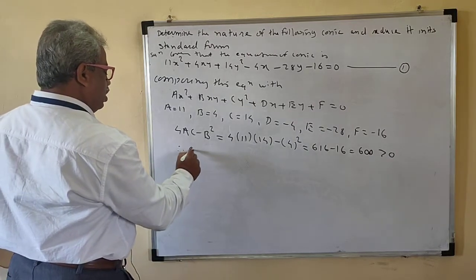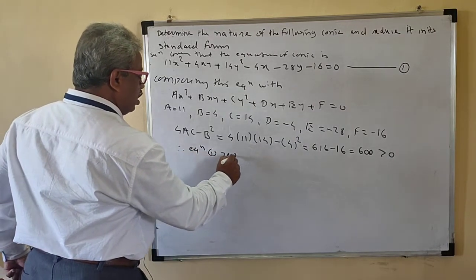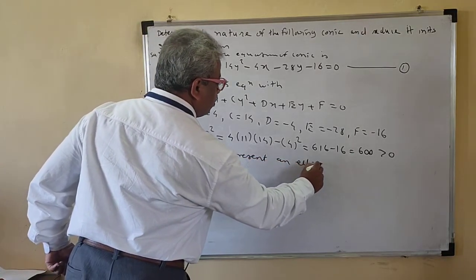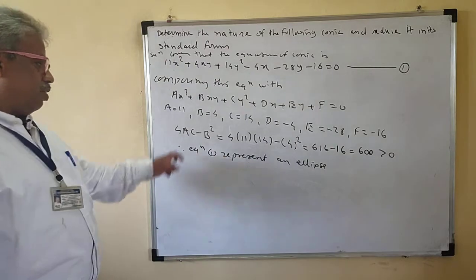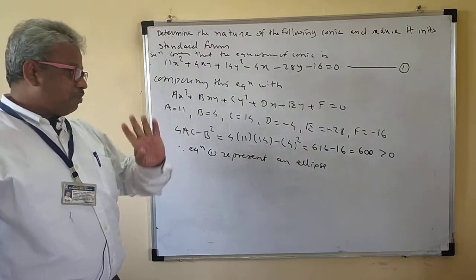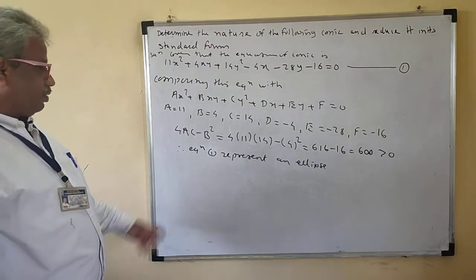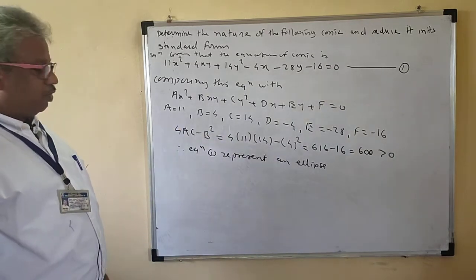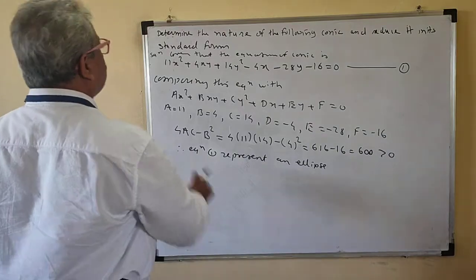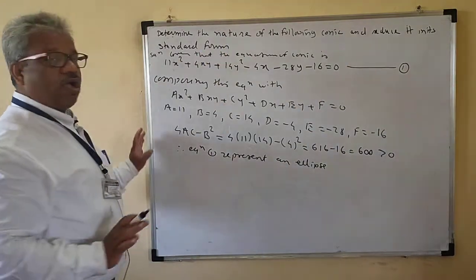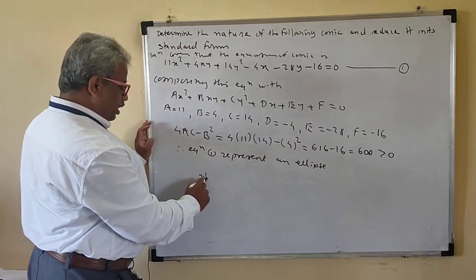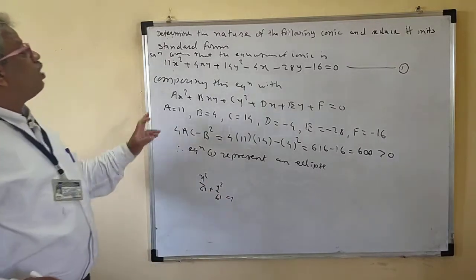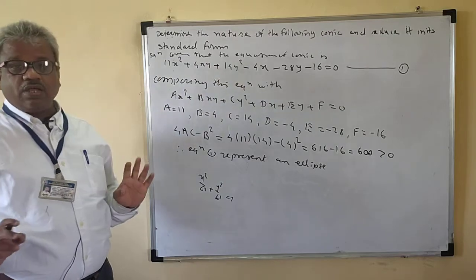So therefore equation 1 represents an ellipse. Because you know that if 4ac minus b square is positive, then it represents an ellipse. If it is negative, then it is a hyperbola, and if it is equal to 0, it represents a parabola. So this is the ellipse. So the first part is over. Now we want to express this in the form x square upon a square plus y square upon b square is equal to 1. That means we don't need the product term, we don't need the first degree terms.